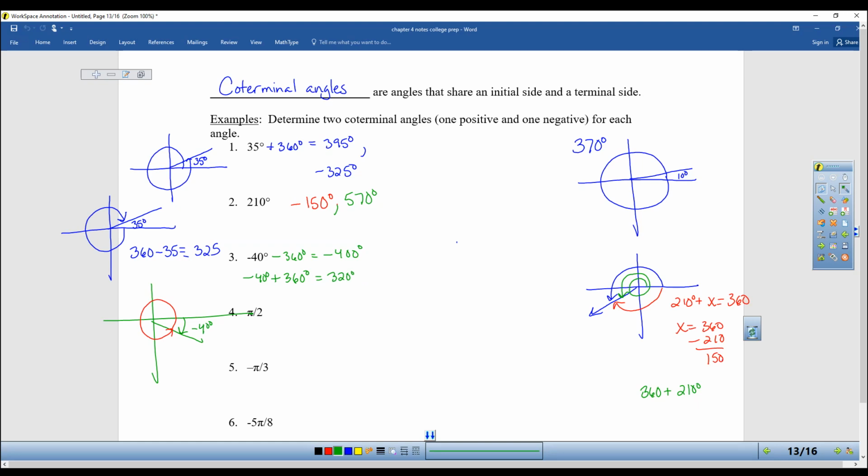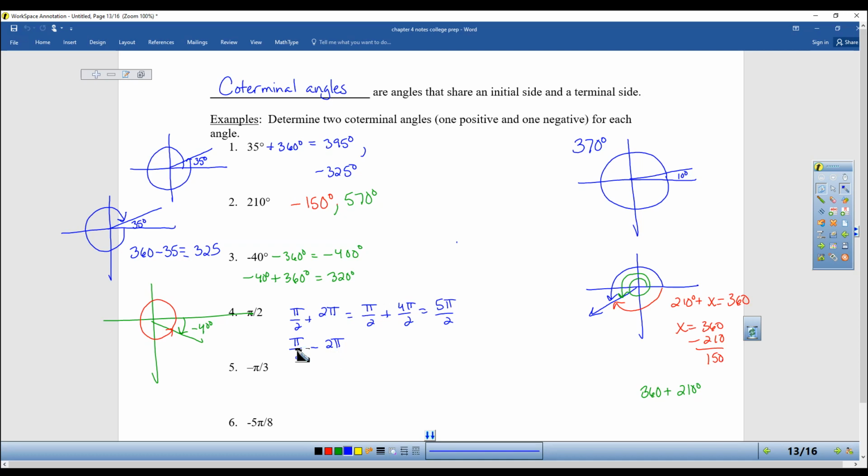Are you ready to do it in radian measure? So now we're going to do the exact same thing, but we're going to add and subtract 2 pi. So I have pi halves, and I want to add 2 pi. So just like anything else, you need a common denominator, pi over 2. So 2 wholes is the same as 4 halves. And I get 5 pi halves. Where do kids struggle? With the fractions. So you do have to make sure that you understand how to get a common denominator.